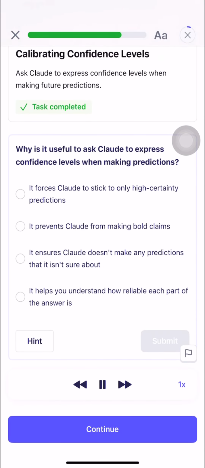Why is it useful to ask Claude to express confidence levels when making predictions? It helps you understand how reliable each part of the answer is. It forces Claude to stick to only high-certainty predictions. It prevents Claude from making bold claims. It ensures Claude doesn't make any predictions that it isn't sure about.